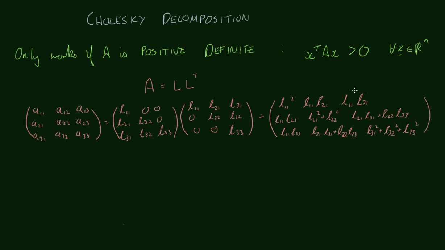Now what you notice about this matrix is that it's symmetric. For example, the element in row 1 column 2 is the same as the element in row 2 column 1. So this means I only need to calculate one triangular region: the main diagonal plus, let's say, the lower triangular region. That's 6 elements.